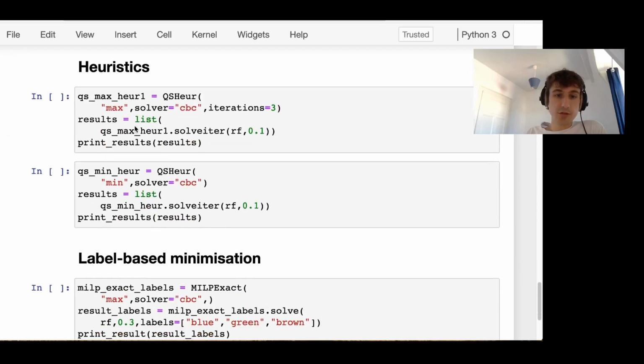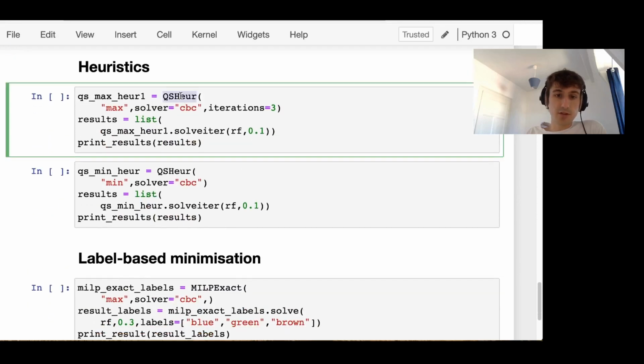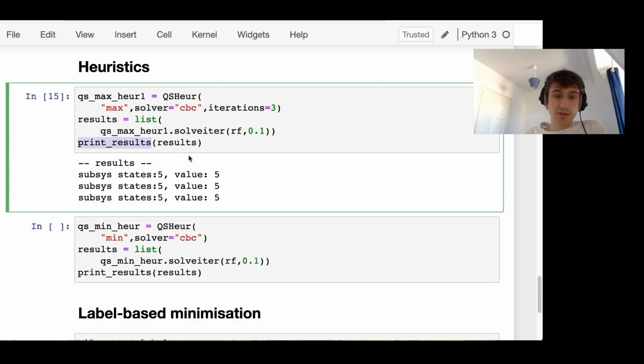Now, the heuristic approach is implemented in the QS heuristic class. We again initialize with the mode, a solver, and now how many iterations we want to run. And then we can solve iter, which means basically we get an iterator over the results for a reachability form and a threshold. And we have a helper function that prints the results. So here we have three subsystems which have the same states and the same value. So the value and states are the same here, and I will explain in a minute what the value actually does.